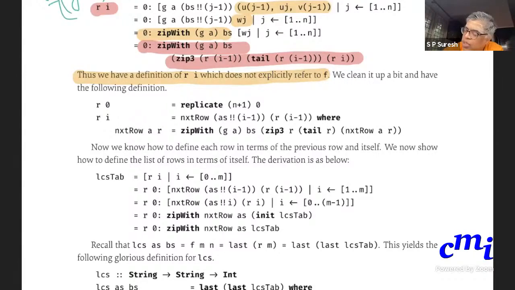And so basically I have the following definition for R. R 0 is replicate n plus 1 of 0, n plus 1 times 0. Ri is the same expression, but instead of writing it that way, I am abstracting it out and writing it as the next row function applied on A's at I minus 1 and R I minus 1, where next row is nothing but this expression. I'm missing something. It should be 0 followed by.